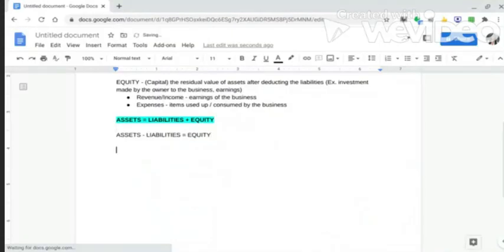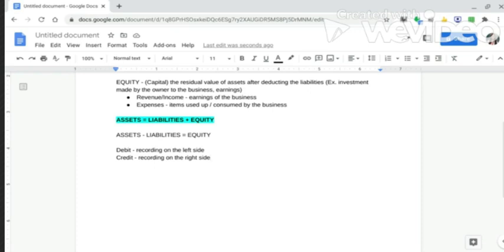So, lagyan natin sa notes para makita natin. So, debit, recording on the left side. And credit means recording on the right side. Okay? So, let us focus on this one.